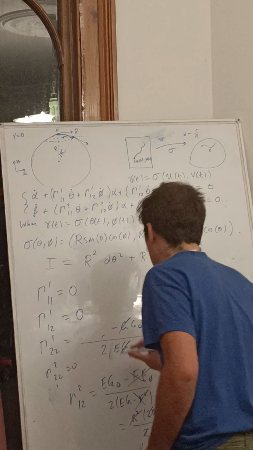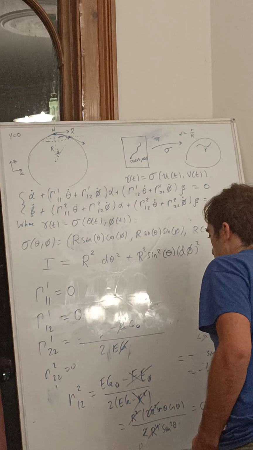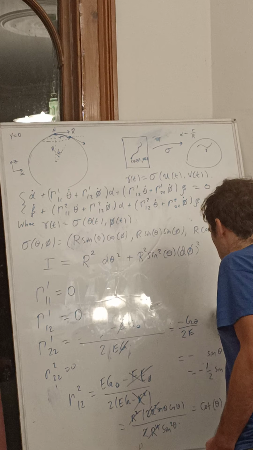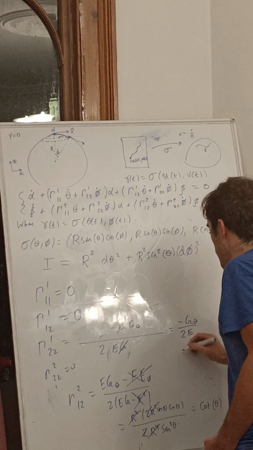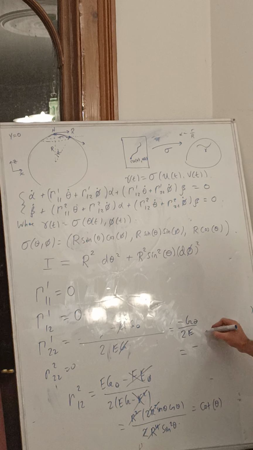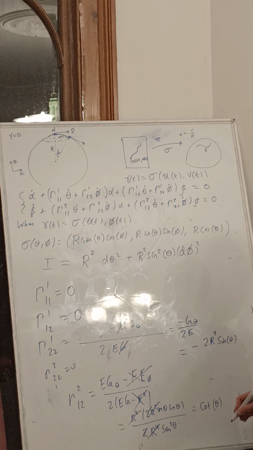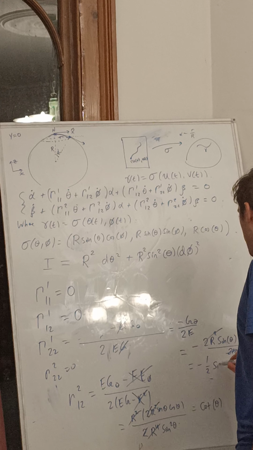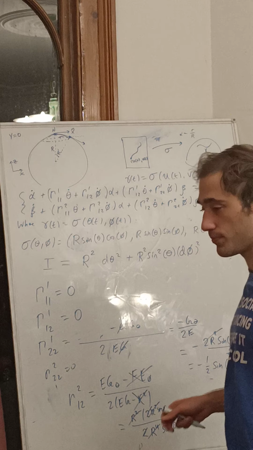Well, I could have cancelled the g's at this stage actually. So that's going to be minus g theta over 2e. And g theta is this. So if I differentiate, I'm just going to do this all again. We get r squared times 2 sine theta, and then cos theta, divided by 2 times e, which is r squared. So it is minus a half sine 2 theta. Good to know.